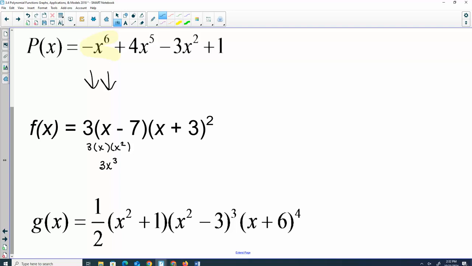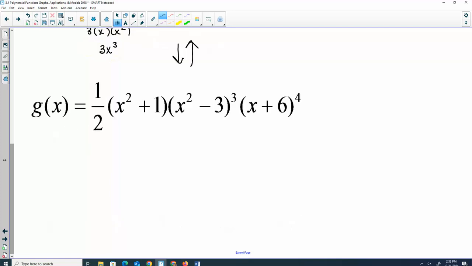Do you guys understand where I got that? X cubed tells me what? Like a chair. Yep, ends are going opposite directions. Does the 3 flip it? No. Positive coefficient stays the same. So the left is going down, the right is going up.